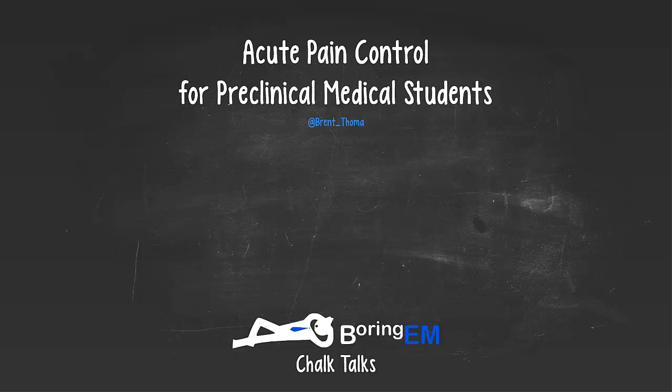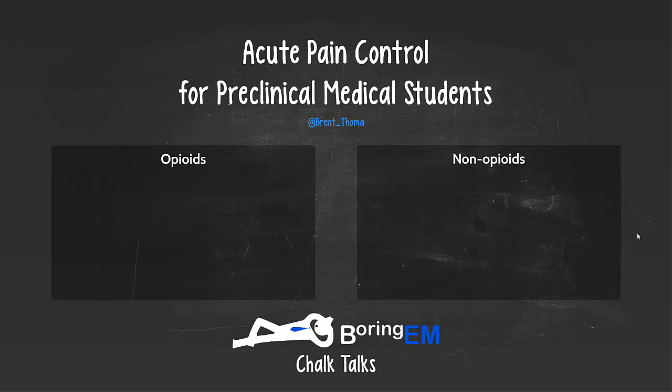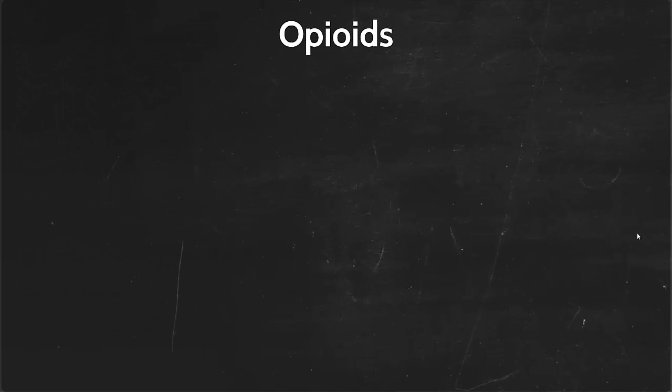By the end of this Chalk Talk, you will be able to discuss the common medications that are likely to play a role in treating patients with acute pain. At the end, I will describe how I would treat Jim. I divide acute pain medications into opioids and non-opioids. We'll talk about opioids first.